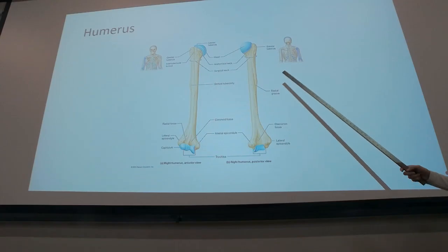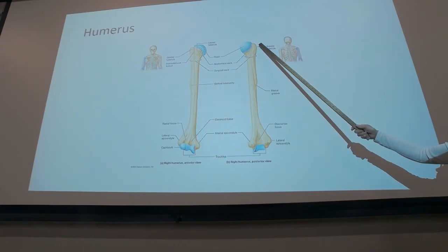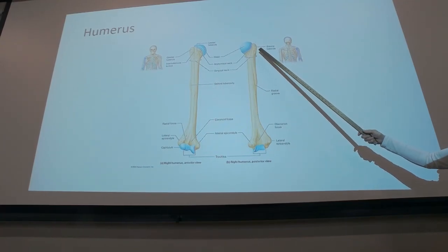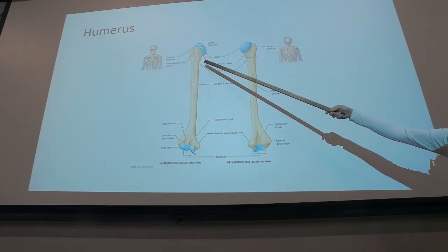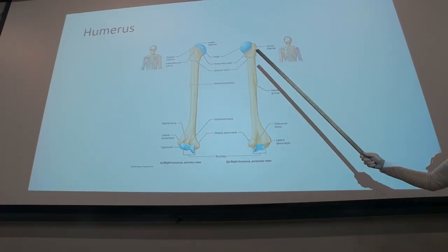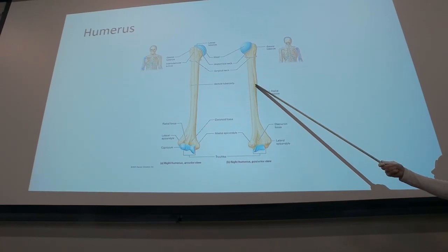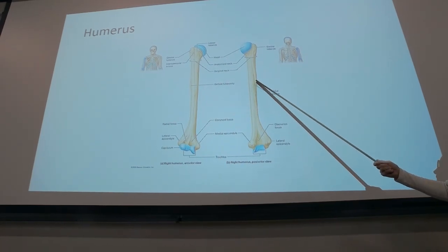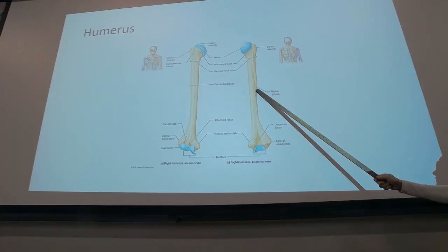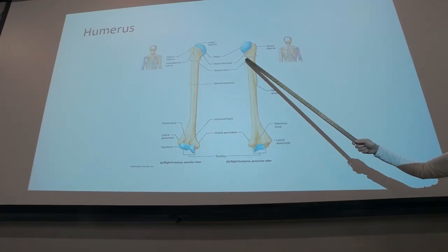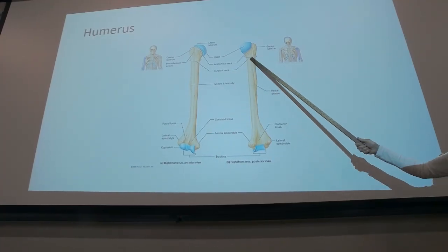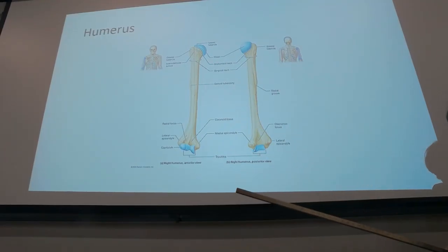Now for the posterior view, similar features. You can see the head, you can see the greater tubercle, but not the lesser. And then you cannot see this sulcus, but you can see the anatomical neck, the surgical neck, a little bit of the deltoid tuberosity here, and then you can see a groove that runs from anterior to posterior. It is not well shown in here. That is called the radial groove. We have a major nerve called the radial nerve that runs in there, next to the shaft.